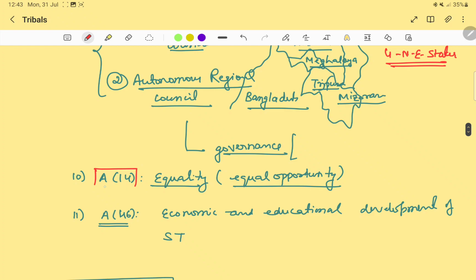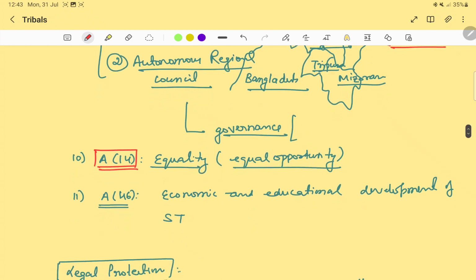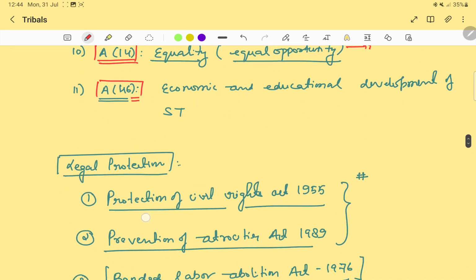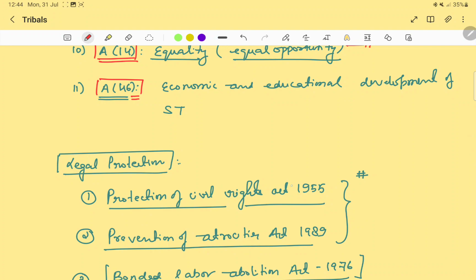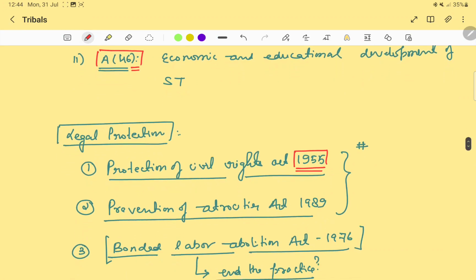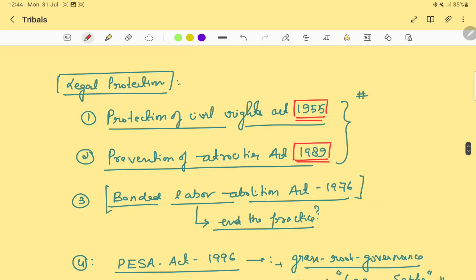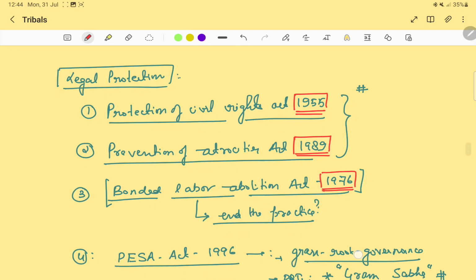Then Article 14 talks about equal opportunity in terms of access to resources, access to employment, access to jobs, access to social standing, so everything in every sphere. So opportunity should be equal. Then Article 46 talks about the economic and educational development of Scheduled Tribes, the economic and educational empowerment of Scheduled Tribes. If we look at legal protection, we have the 1955 Prevention of Civil Rights Act, then the Prevention of Atrocities Act 1989. Then we have the Bonded Labour Abolition Act 1976.